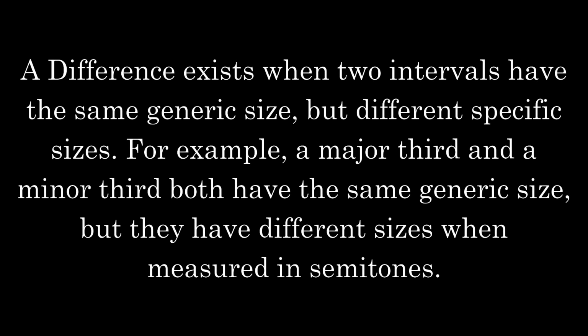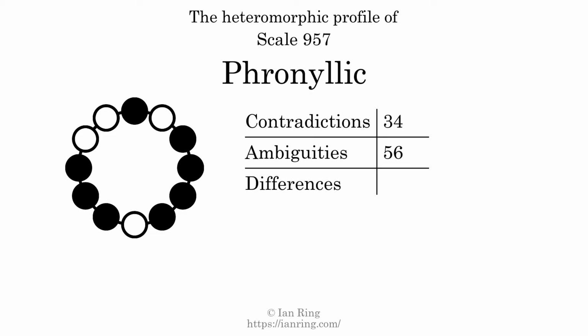A difference exists when 2 intervals have the same generic size, but different specific sizes. For example, a major third and a minor third both have the same generic size, but they have different sizes when measured in semitones. The number of differences in this scale is 136.